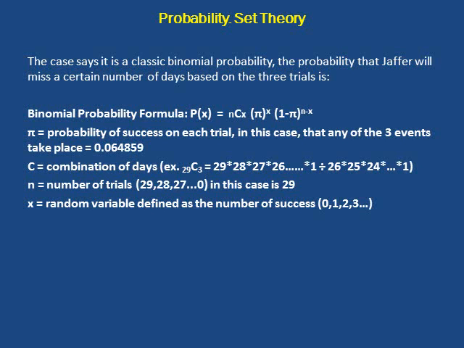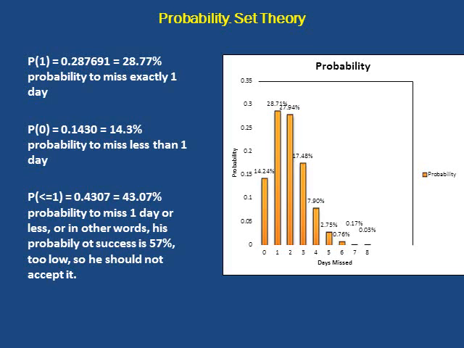And based on this, you can calculate the probability of missing 1 day and the probability of missing less than 1 day. So consequently, you have to consider both. So the total probability is 28.77% plus 14%, total 43.07%. So this is what you have to consider.